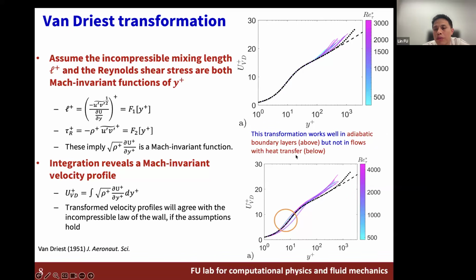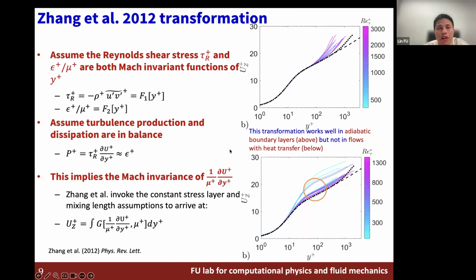However, if we move to boundary layer flow with heat transfer, you get a strong deviation in the viscous sublayer and log regime, etc. So it's apparently not universal.